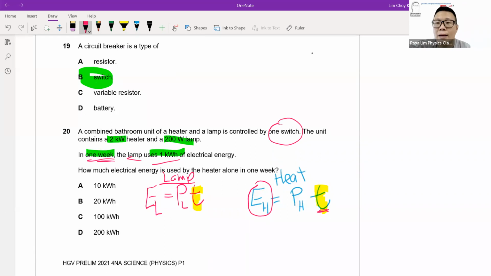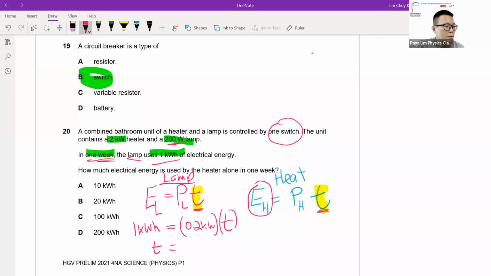So where do I get the time spent for the heater? I will need to find the time spent on the lamp, because the lamp and heater are both operating at the same time. The lamp given is 1 kilowatt hour. Remember, if you're using kilowatt hour, the time has to be in hours and the power has to be in kilowatts. So in this case, the power of the lamp is 200 watts, so it will be 0.2 kilowatt. Time taken here will be in hours. So if you look at the math, it will be 1 kilowatt hour divided by 0.2 kilowatt.